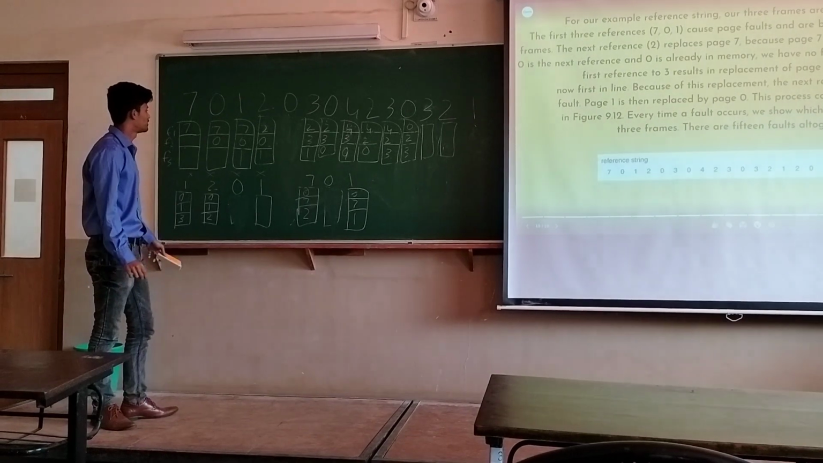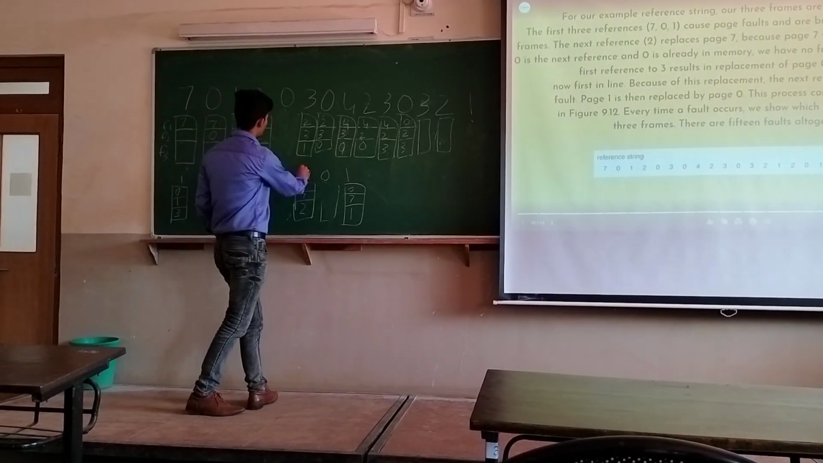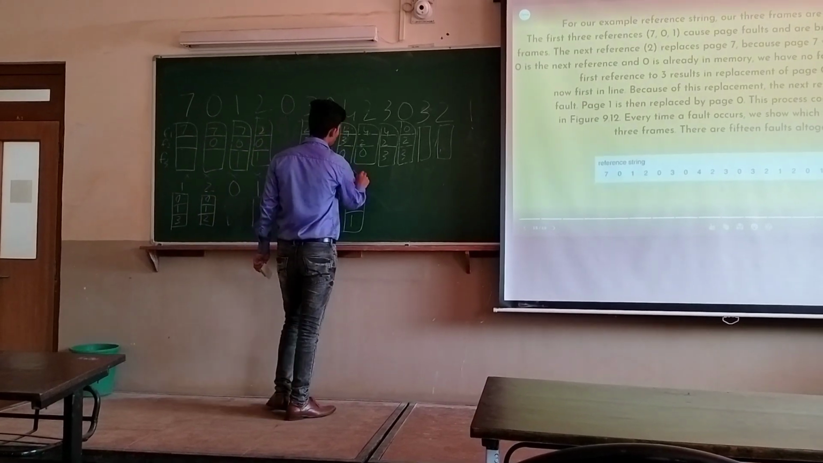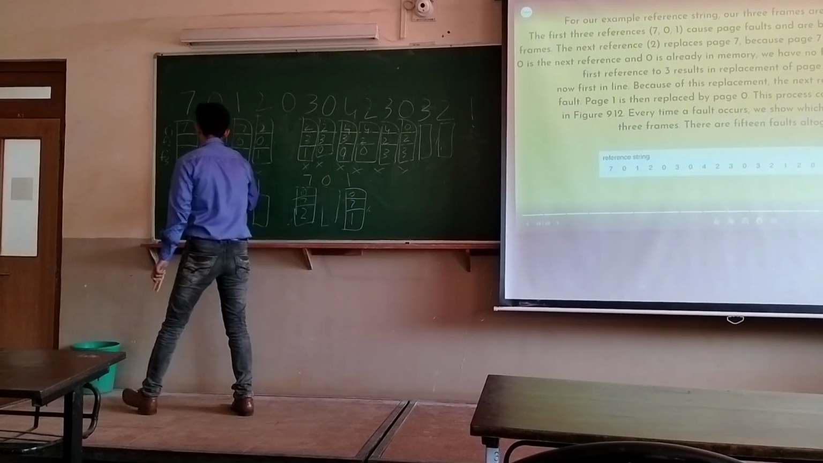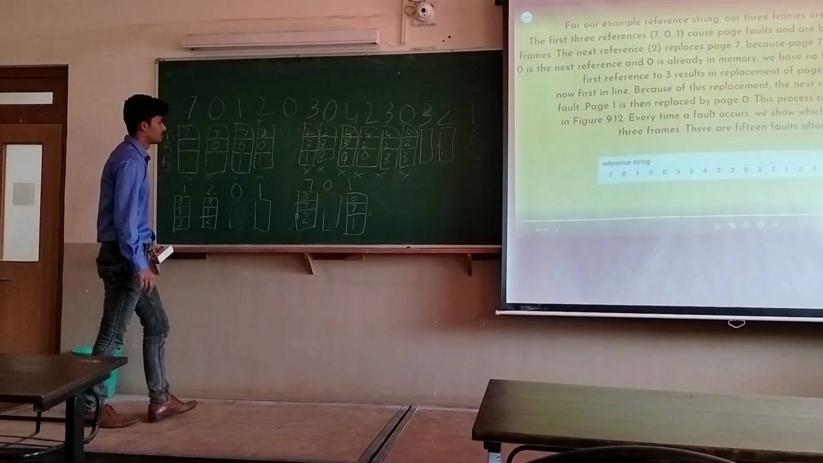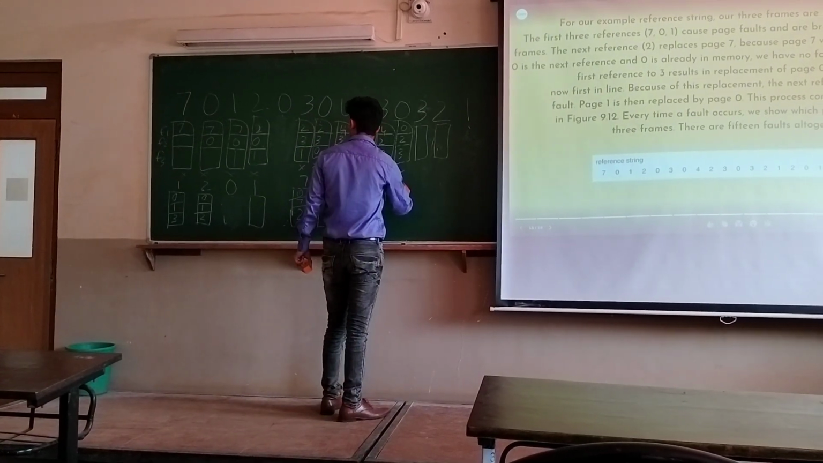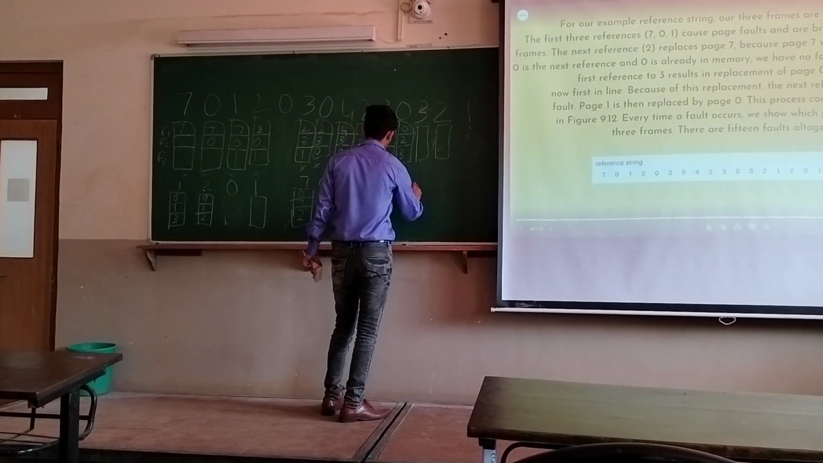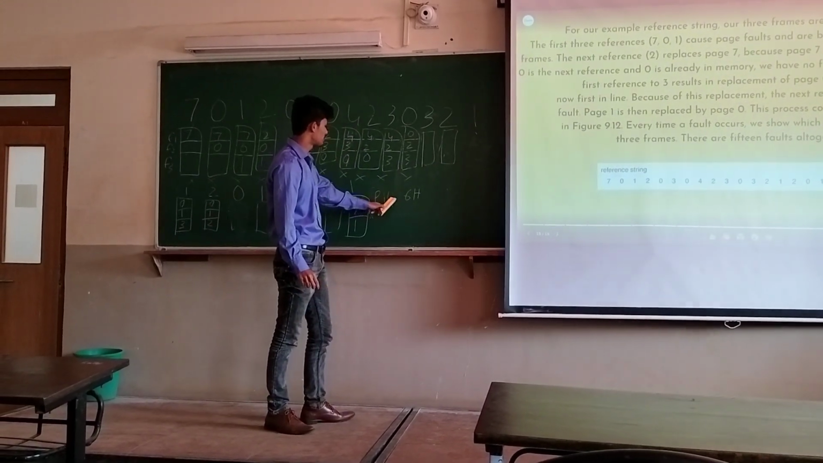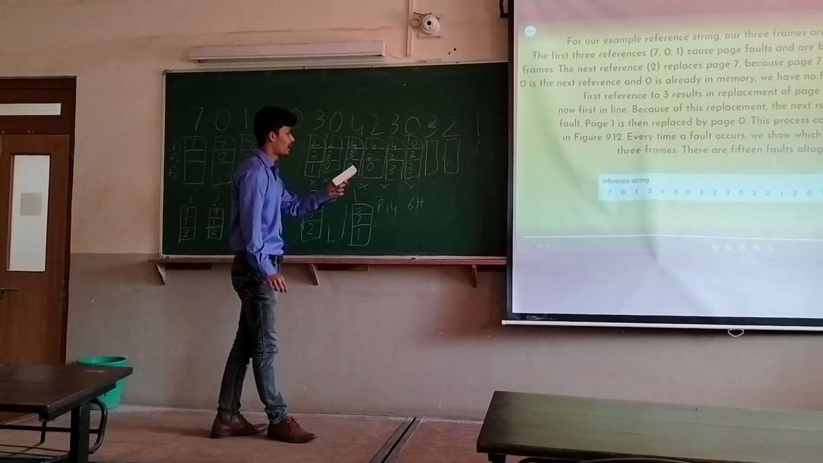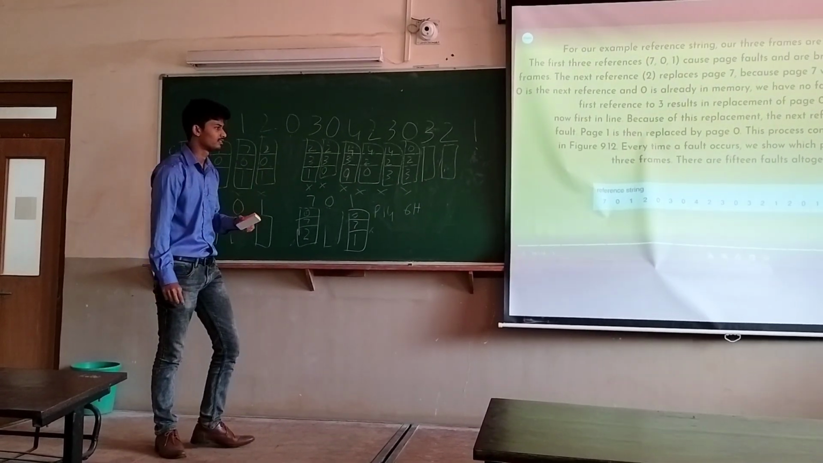Can you tell? Page faults are 1, 2, 3, 4, 5, 6, 7, 8, 9, 10, 11, 12, 13, 14. So there are 14 page faults and 6 page hits. This is how you can calculate page faults and page hits. As we saw in the graph, as the number of frames increases, the page faults decrease.